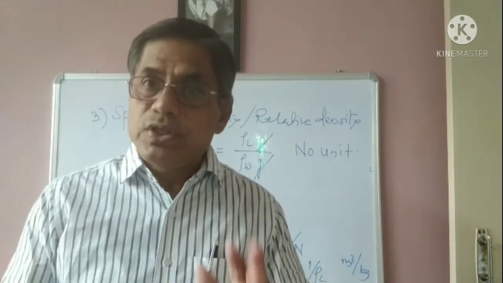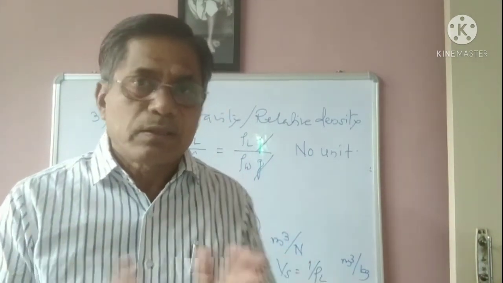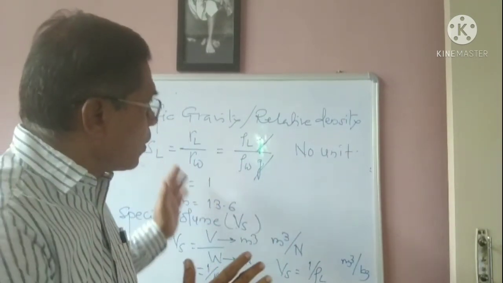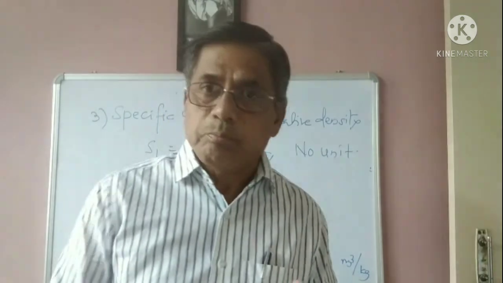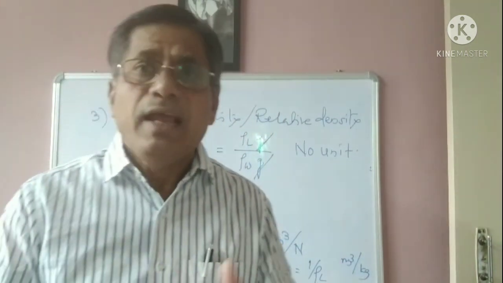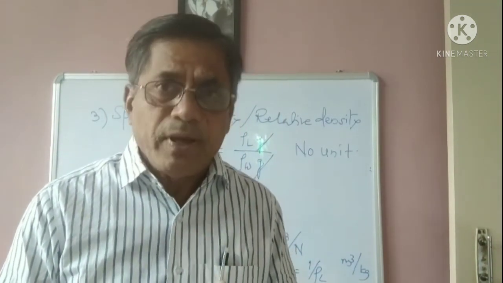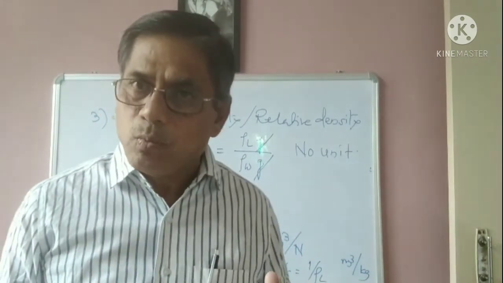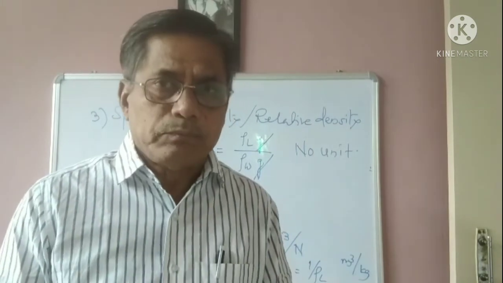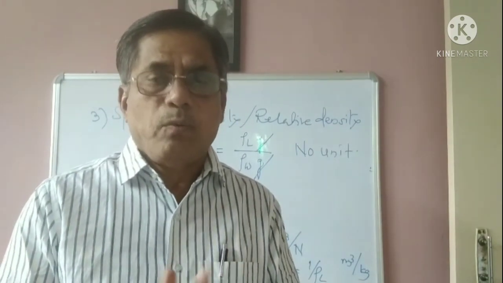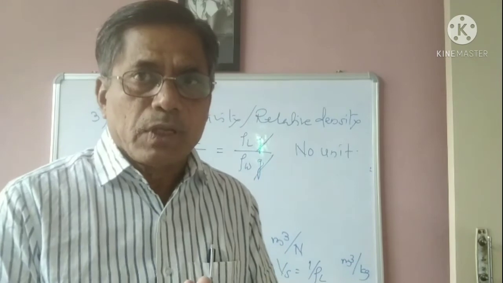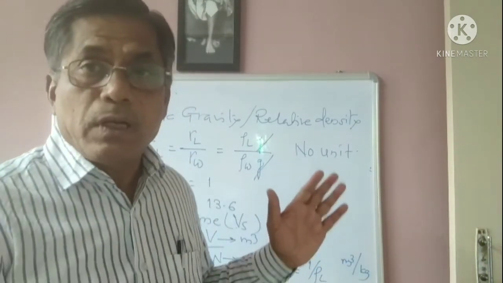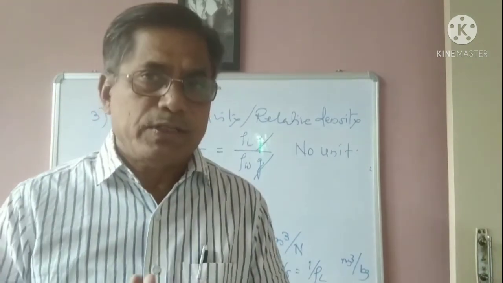Okay. So this is about today's lecture. Okay. So we saw the definition of mass density, definition of specific weight, then specific gravity, and the specific volume and their values. Value of water, isn't it? And the relation between the mass density and weight density.